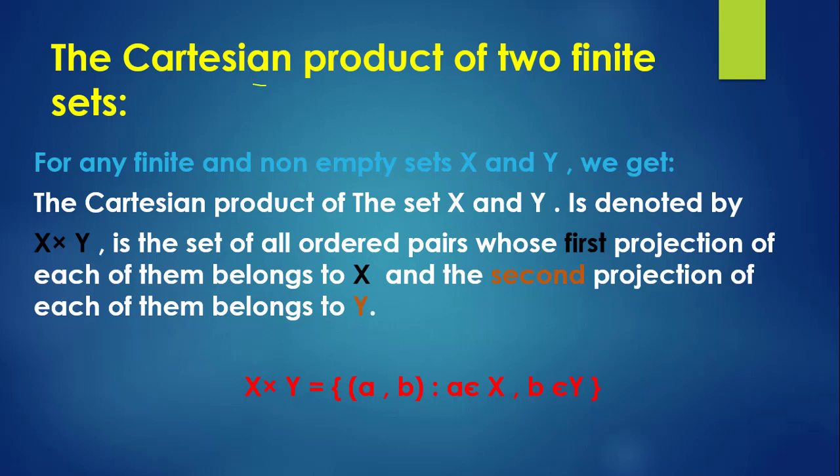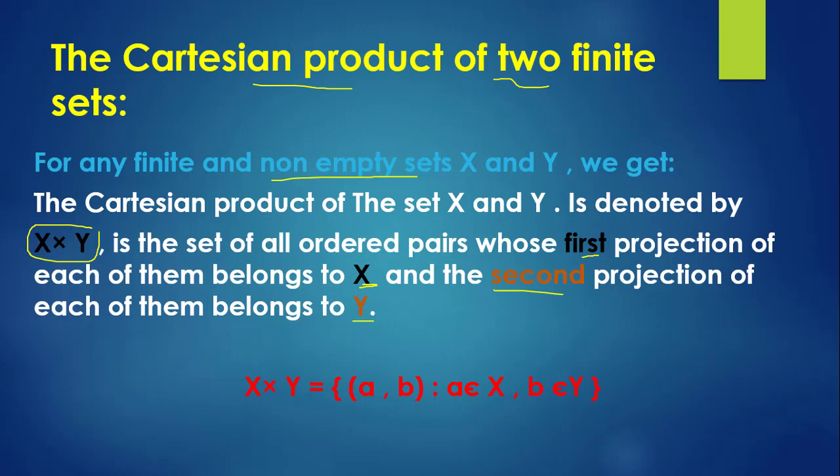Cartesian product is between sets. If you have two finite sets, you can get the Cartesian product between them as follows. For any finite and non-empty sets, x and y, for example, we get the Cartesian product of the set x and y, and we denote it by x times y like this. This is the set of all ordered pairs whose first projection is from x and second projection from y. So I take the first projection from x and the second projection from y to get the Cartesian product between two sets, x and y.